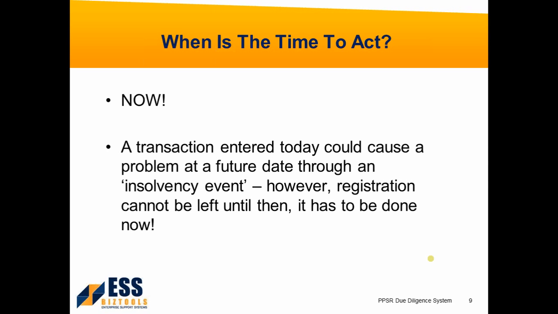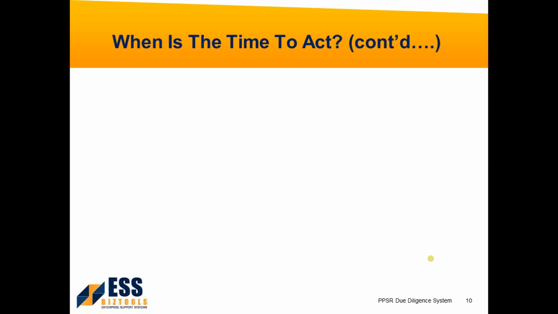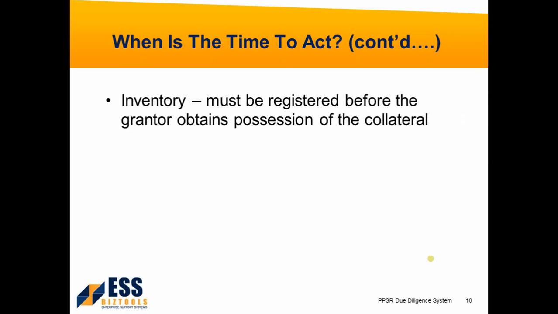Pardon me, but you can't run around in 3 or 4 years' time and then try to register. It's too late. There are very strict time requirements on registering a transaction under this legislation. The maximum time period is 20 days. Inventory must be registered before the grantor obtains possession of the collateral. So this has to be pre-planned.